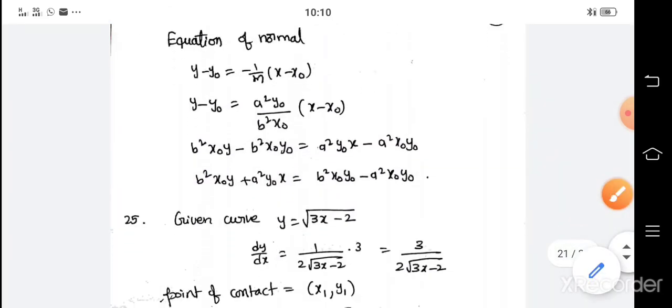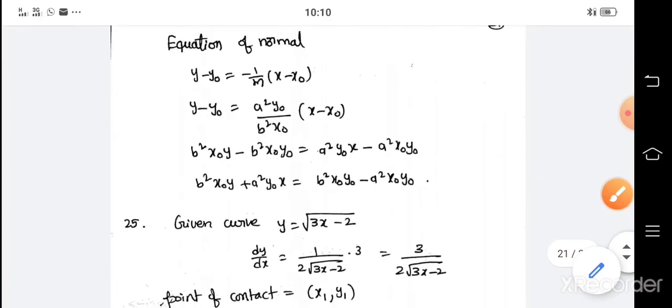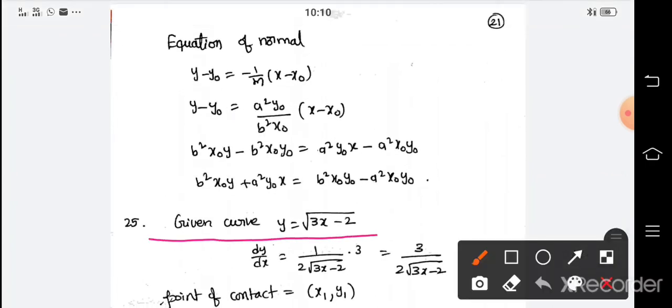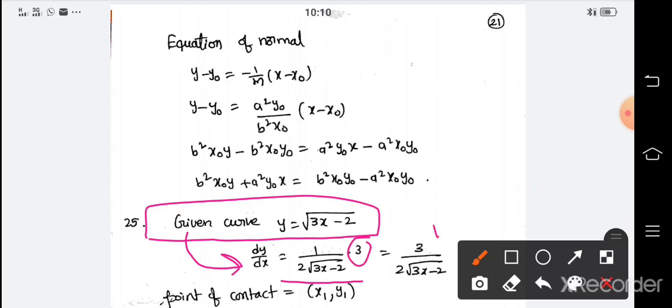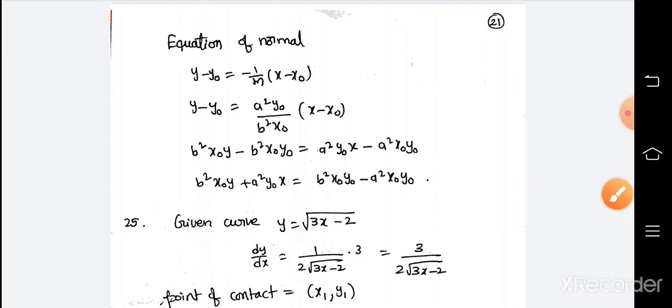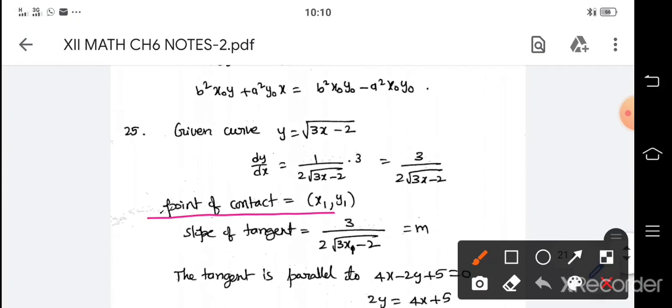Next question. Look at this, 25th question. The given curve is y is equal to root over 3x minus 2. So immediately we find dy by dx, which is 1 by 2 root 3x minus 2 into 3, by the chain rule, that is 3 by 2 root 3x minus 2. What is the point of contact? Take it as x1 y1, because they are asking you to find the equation of the tangent which is parallel to the line.